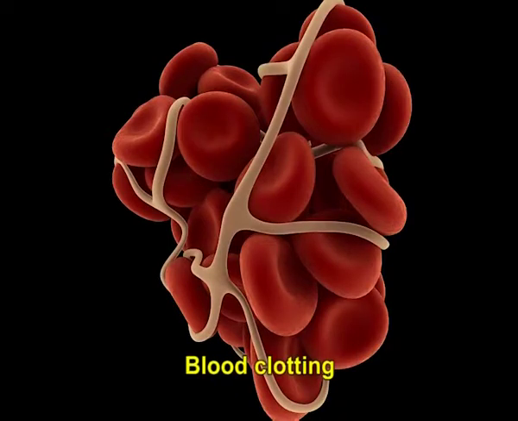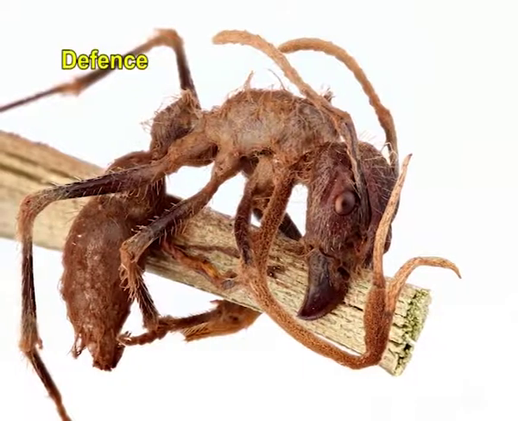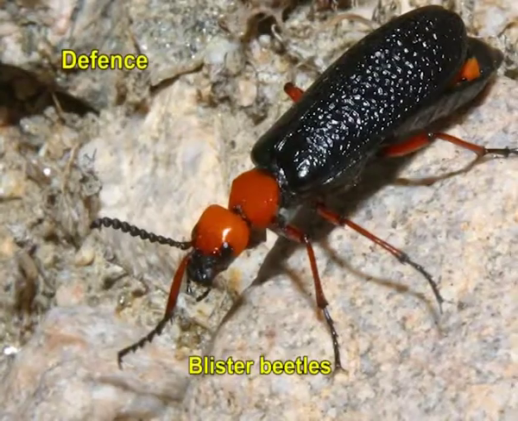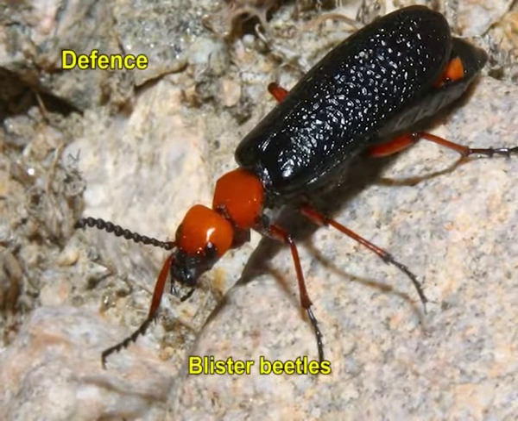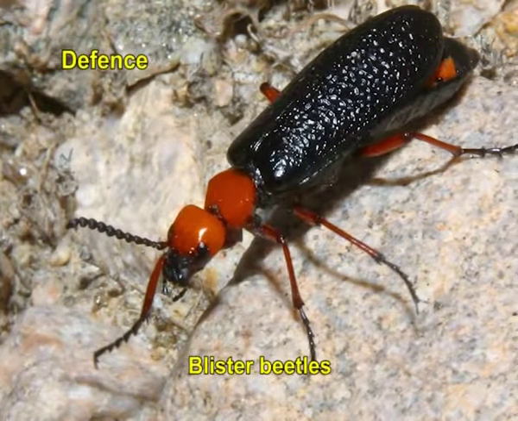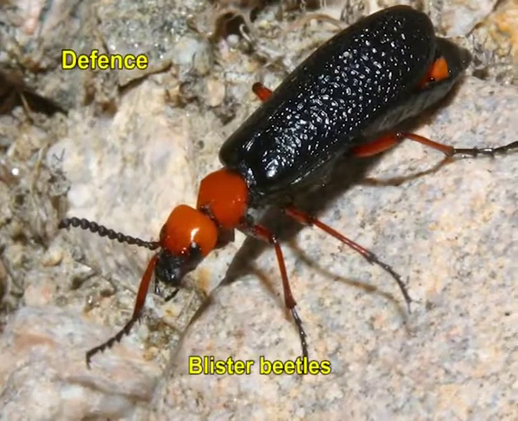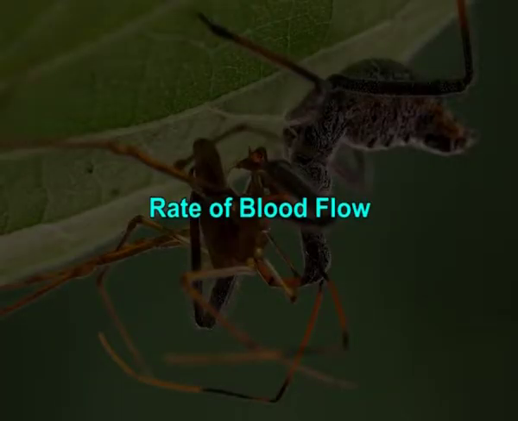Blood clotting. Defense. Many insects like blister beetles produce a strong irritant which is extruded in the blood through the leg joints when attacked. Rate of blood flow.